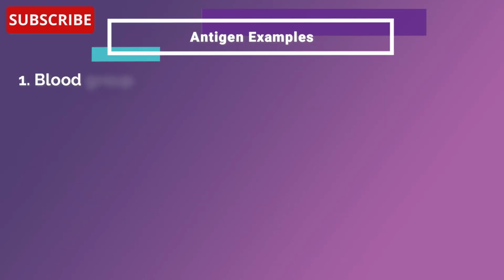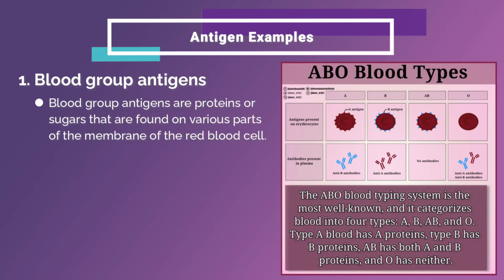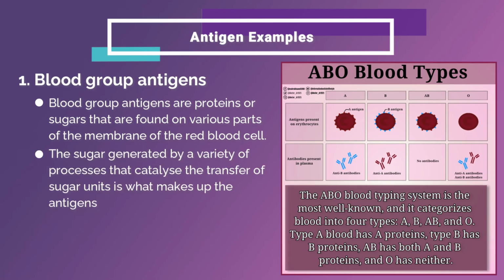Number 1. Blood group antigens. Blood group antigens are proteins or sugars that are found on various parts of the membrane of the red blood cells. The sugar generated by a variety of processes that characterize the transfer of sugar units is what makes up the antigens in the ABO blood type.